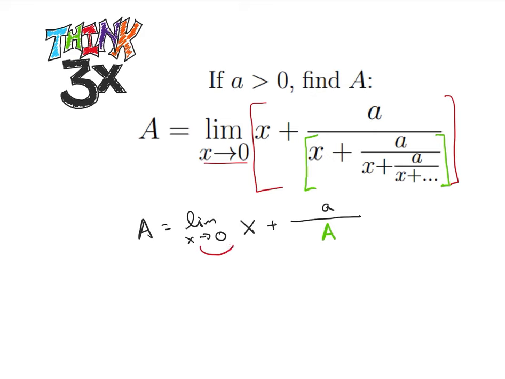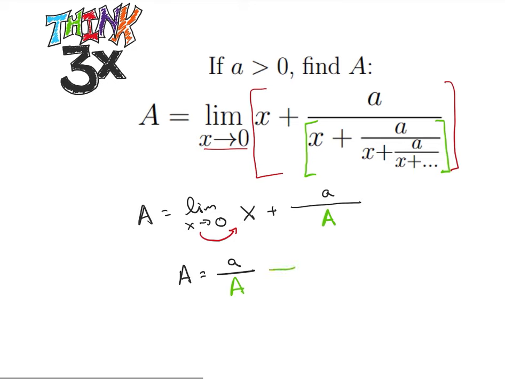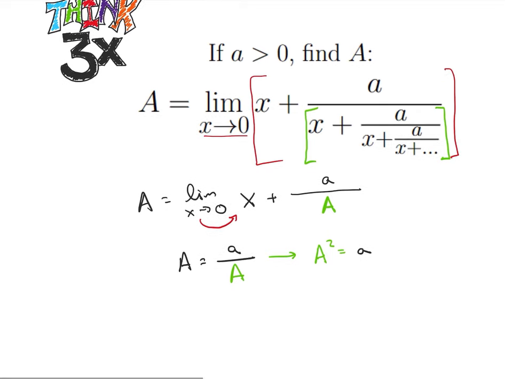So if I plug x approaches 0 in here, I now have that big A is equal to little a divided by big A, which just tells me that A squared is equal to little a. And since a is bigger than 0, I know when I take the square root I'm going to get a positive number. So big A is just going to be equal to the square root of a. And that is going to be my final answer. So that was a nice and quick one, but it's a little bit clever how we work toward that solution.